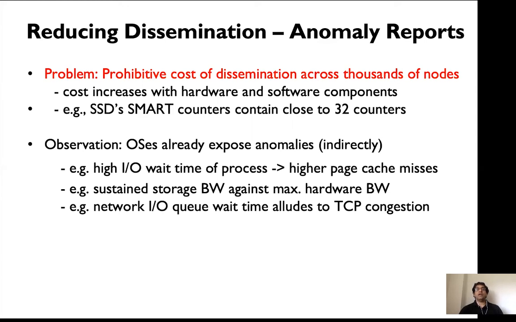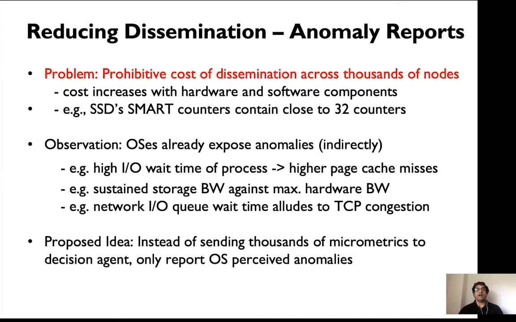anomalies. For example, if an application is suffering from high I/O wait time, we can infer that the application has high page cache misses. Similarly, if an application's sustained bandwidth is lower than the max hardware bandwidth, then we know that the application has issues with the storage hardware. Similarly, the network I/O queue wait time in the OS alludes to TCP congestion. So the brief idea is that instead of sending thousands of micrometrics across decision agents, we only report OS perceived anomalies.